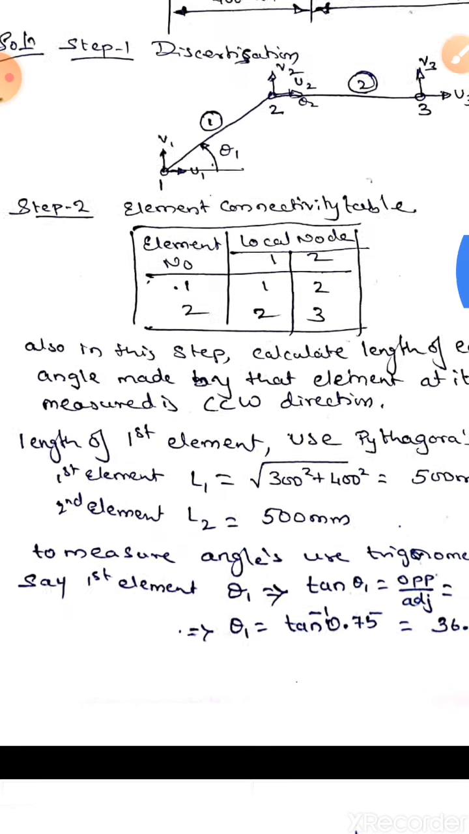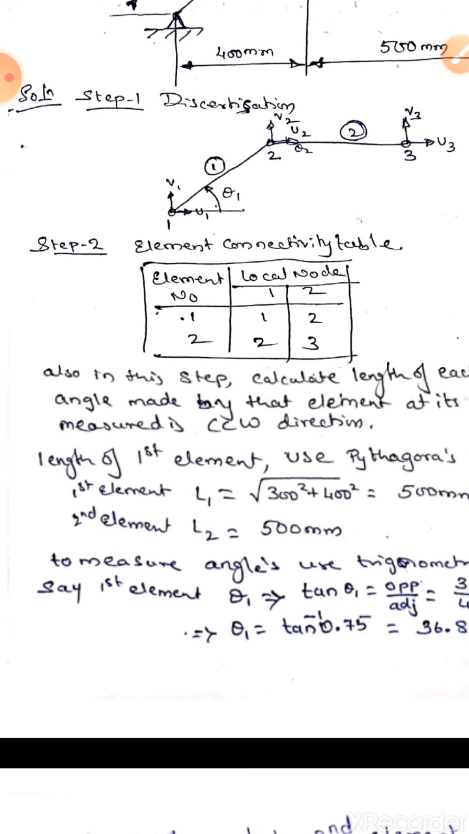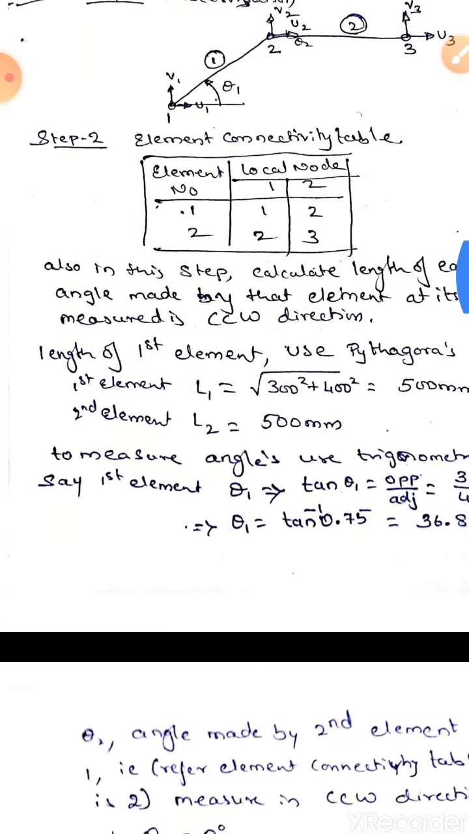So for that, immediately in this second step only, we will be writing one more table called the element table. That element table gives the information of the length of each element, the angle made by that element, and cos theta, sin theta, sin square theta and cos square theta. This table we will write once, and those values are directly fed in the stiffness matrix.